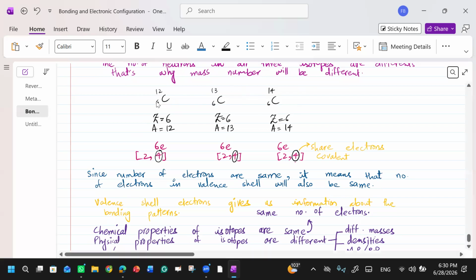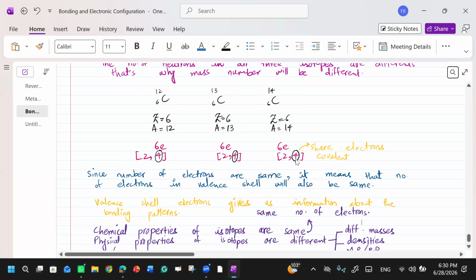If there is oxygen in front of carbon 12, what will it do? It will make gas, carbon dioxide, right? Similarly, this carbon will also make carbon dioxide. This carbon will also make carbon dioxide. Why are they behaving the same? Because their bonding pattern is the same. Their electronic configuration is the same.